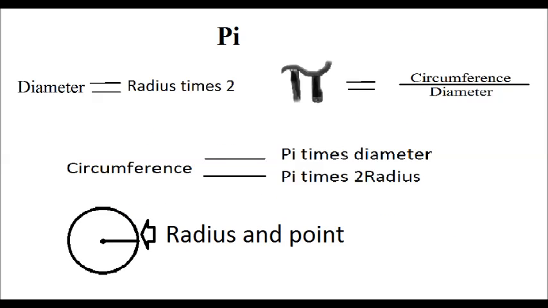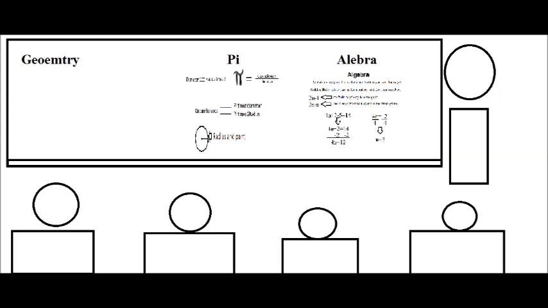Well, you're probably asking, what is radius? Radius is the length from one side to the point. But what is a point? A point is the middle of the circle.